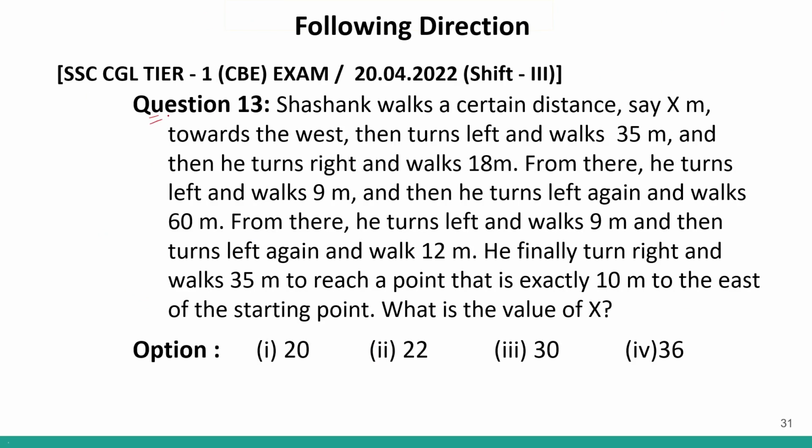Okay. Now let us look at question number 13. Shashank walks a certain distance, say x meter, towards the west. So the distance is not known to us. Let's say this is the starting point. Then he turns and walks 35 meter. He turns left, so left will be in this direction, and he goes 35 meter. Then he turns right and walks 18 meter. So right will be this direction, 18 meter.